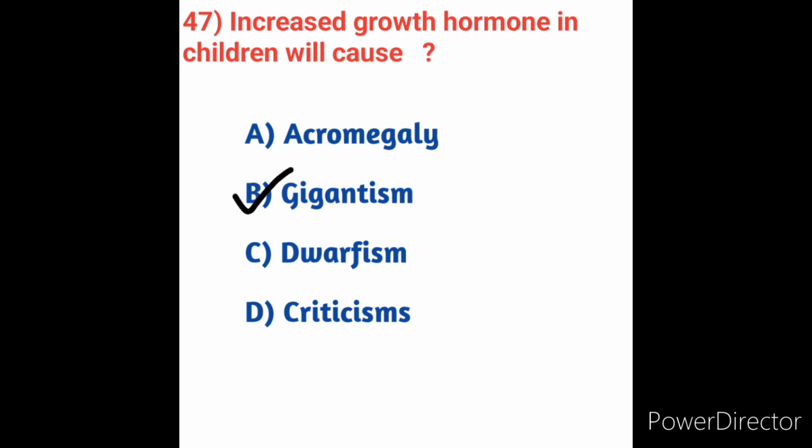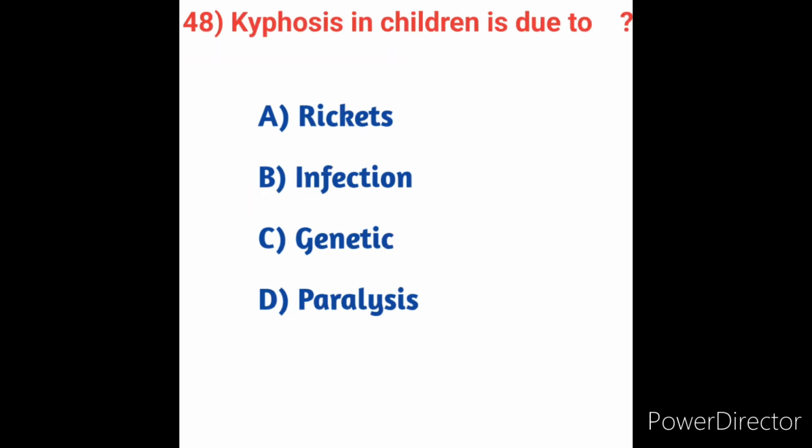Next we will move on to question number 48. Kyphosis in children is due to. What is kyphosis? We will see the options here. Option A, rickets. Option B, infection. Option C, genetic. And option D, paralysis.